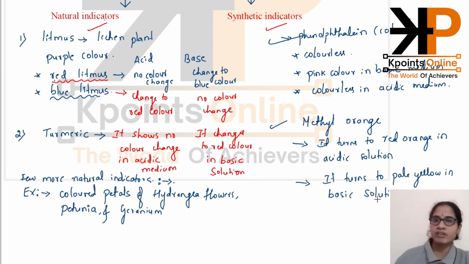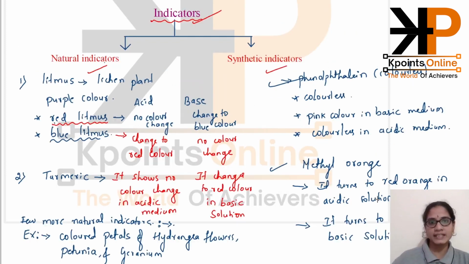It turns to red orange in acidic medium, whereas when it is added to basic solution, it turns to pale yellow. So how do you define indicators then? Indicators are the substances which indicate the presence of acids or base by change in color.